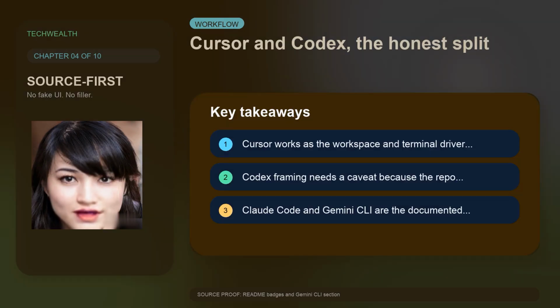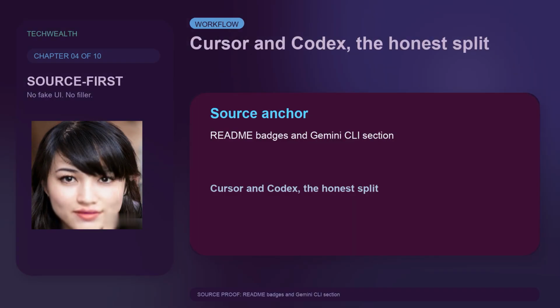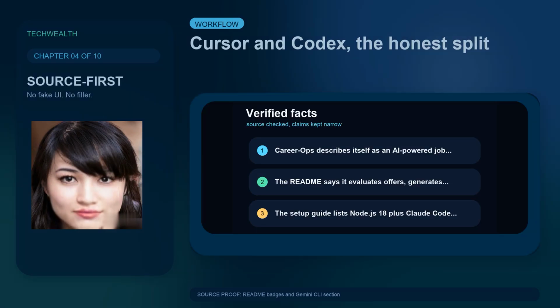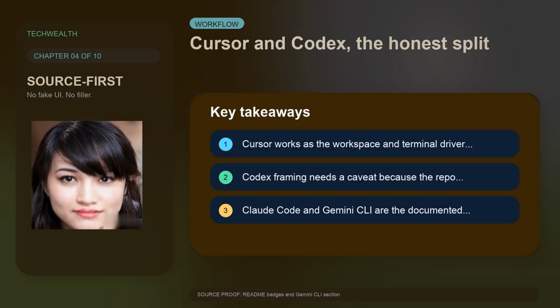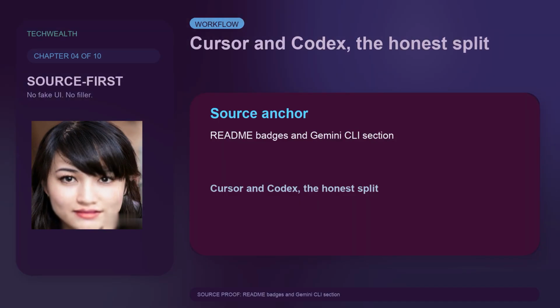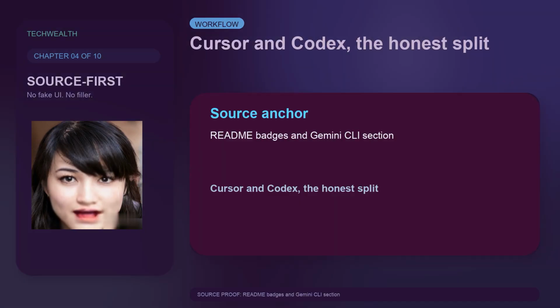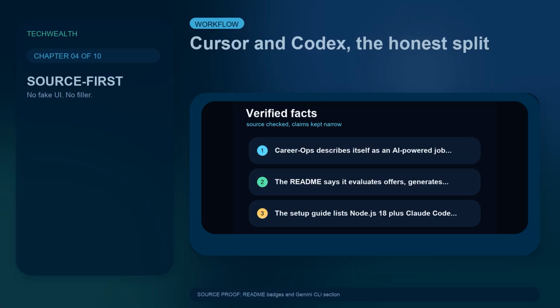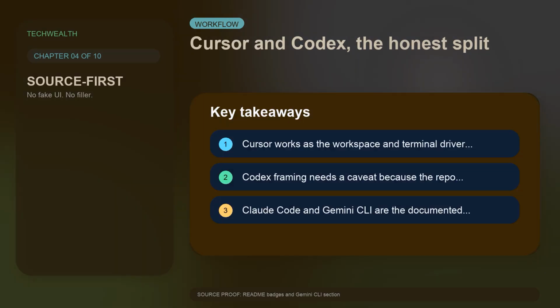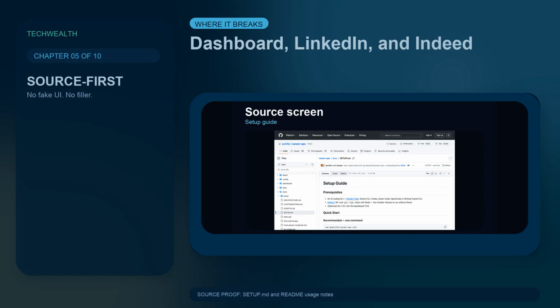For Codex, be careful with the claim. The README badges show Claude Code, OpenCode, Gemini CLI, and Codex marked as soon. So a Codex version should be framed as an adaptation or experiment unless the current repo has landed full Codex support. That honesty matters.